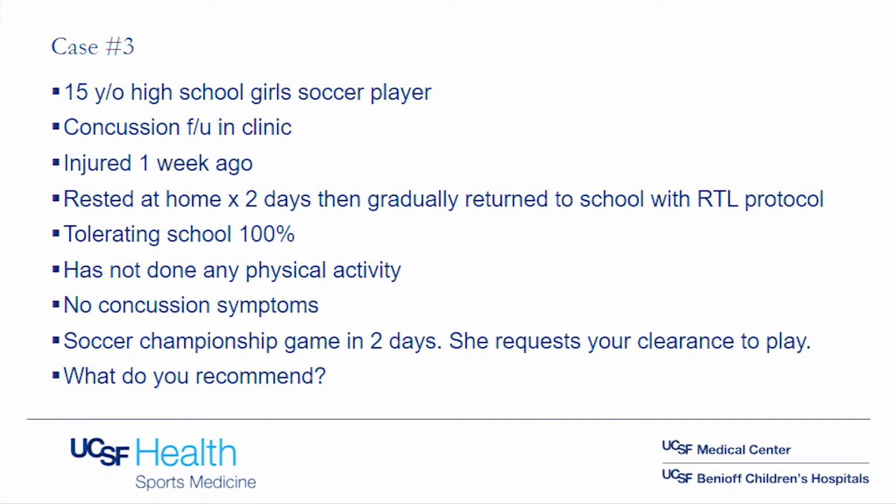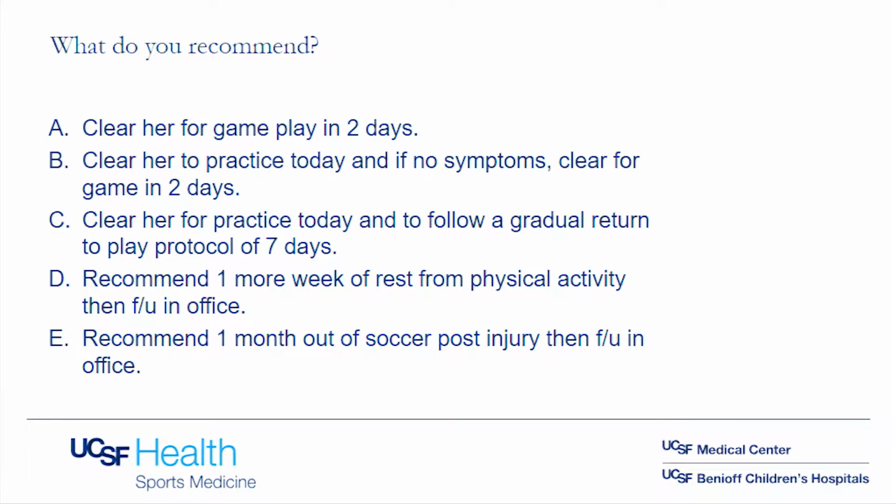I already see many people shaking their heads. What do you recommend? Okay. So 15 years old, she's better from her concussion, tolerating school, major championship, 2 days away. Would you A, clear her for the game in 2 days, B, clear her to practice today, and if she has no symptoms, clear her for the game in 2 days, C, clear her for practice today and follow a gradual return to play protocol of 7 days, D, recommend 1 more week of rest from physical activity and then follow up with you for next steps. Or E, recommend she stay out of soccer for a month and then follow up with you for next steps.